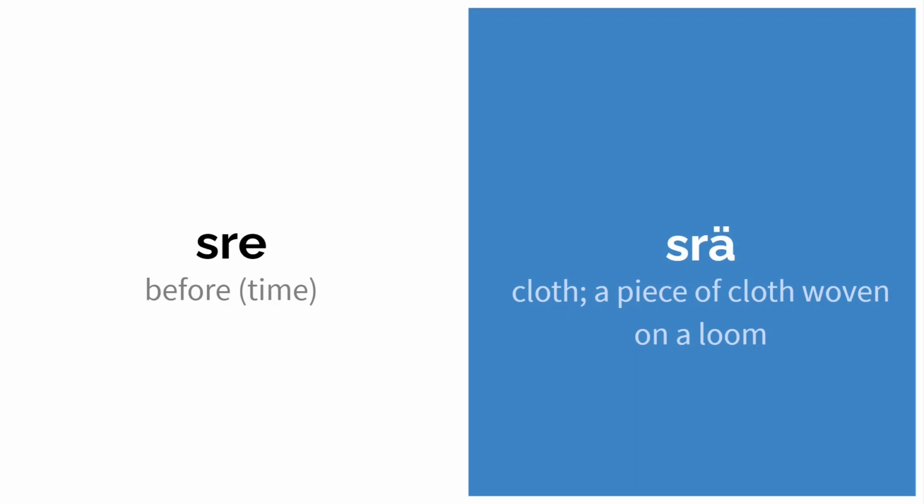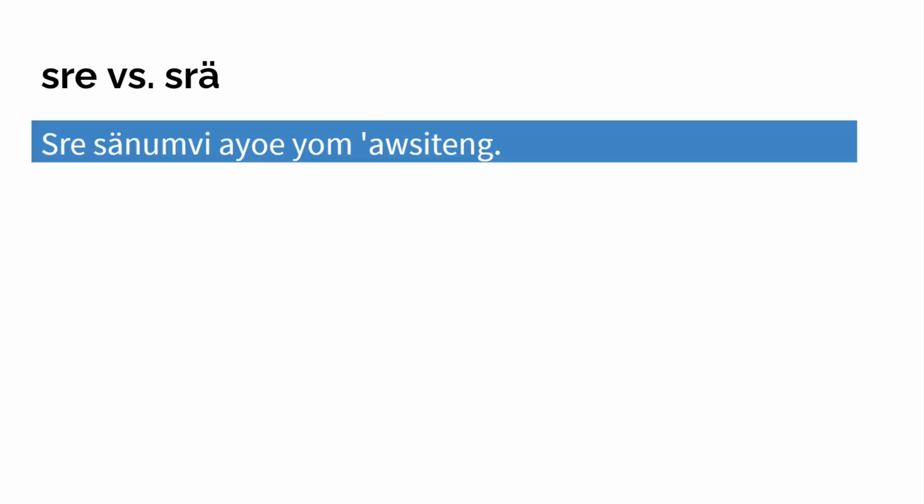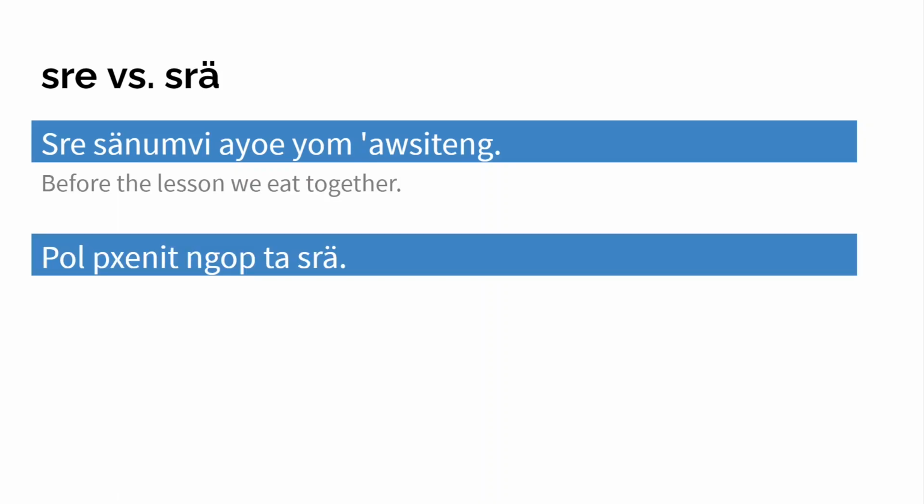And let's look at the sentences. So, we have sre, se numvi, aioe, yom, ausiteng, which means before the lesson we eat together. And we had pol, enid, ngop, da, sre, which means he or she creates clothes from woven cloth.